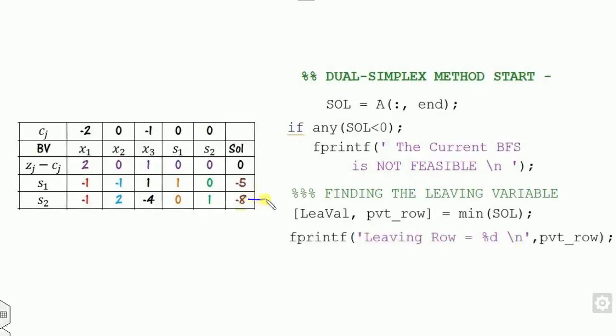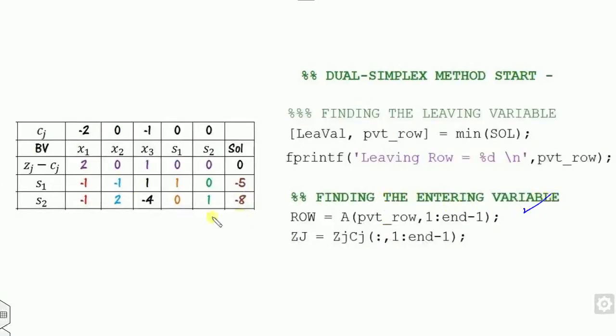Now once you find this is the leaving row, then you have to find the entering variable. How you find the entering variable is, you first take the ratio of this value up to this, so it means you leave out the last column. So you have to take the row corresponding to the pivot row, which I denoted as pvt underscore row. This zj is nothing but this value and -1.